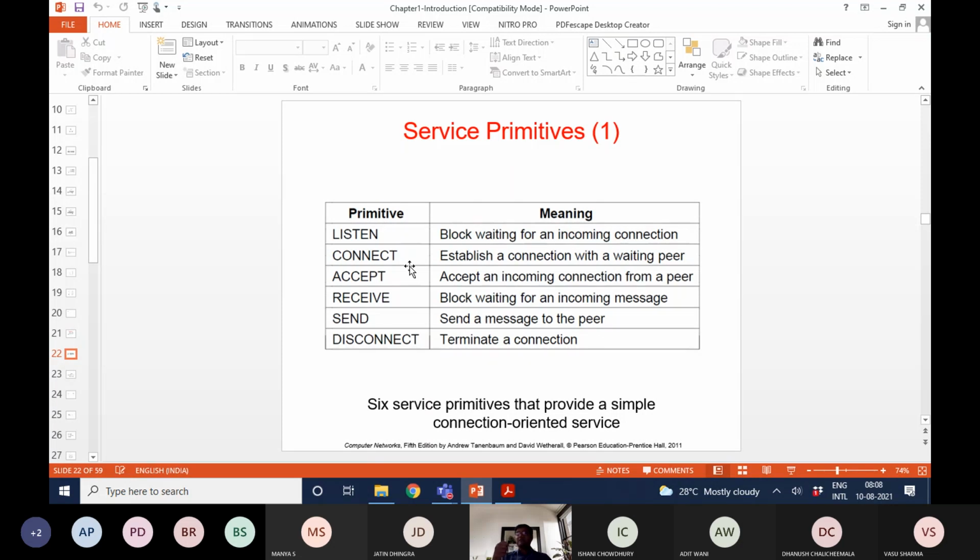These primitives will also be useful whenever we use the concept of socket programming in our lab classes. From the next lab class only, we are going to start with socket programming. During the lab class I am going to tell you how we are going to start with socket programming, but these are the primitives that will be useful in case of socket programming: listen, connect, accept, receive, send and disconnect.